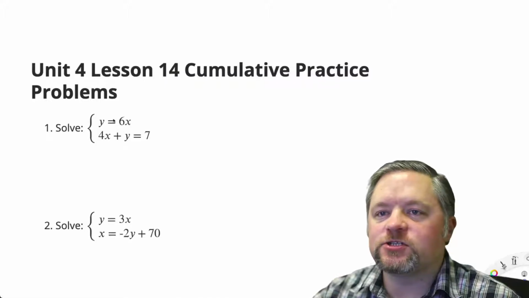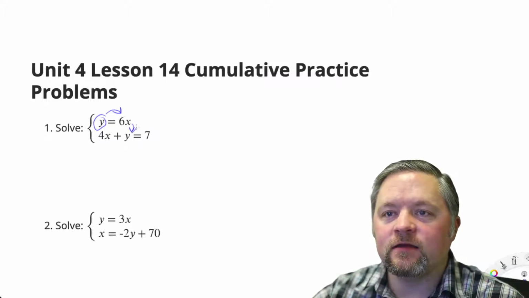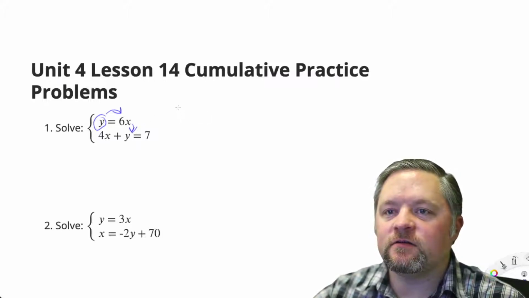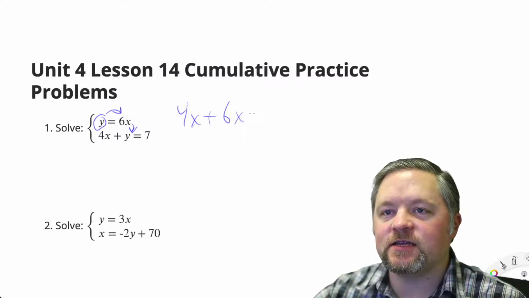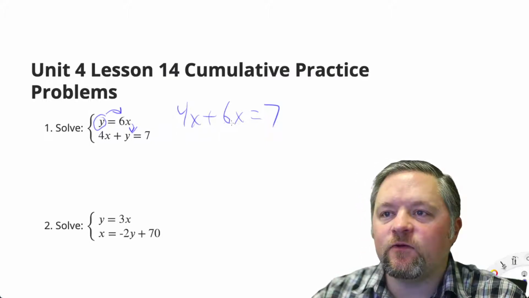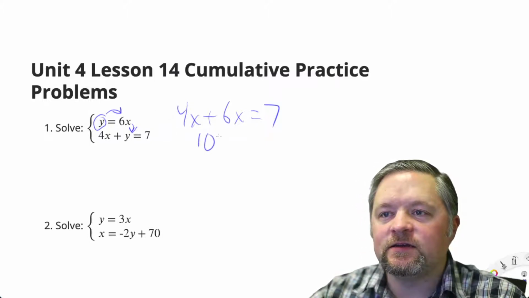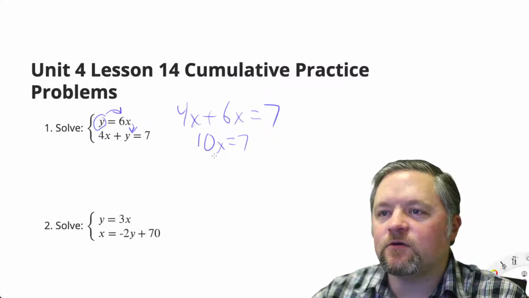Okay, our first question here is just to solve. We know that y equals 6x, so what I'm going to do is substitute that into the y of the other equation. The other equation is 4x plus y, but we know y equals 6x, so I'm going to put 6x there, equals 7. Now, solving this equation, 4x plus 6x, well, that is 10x equals 7.